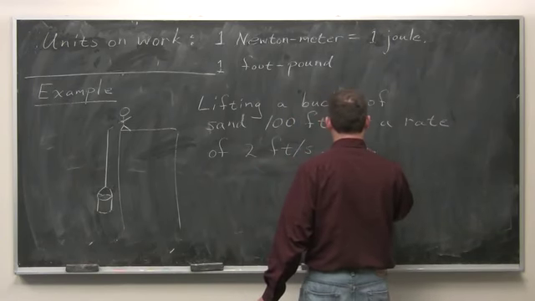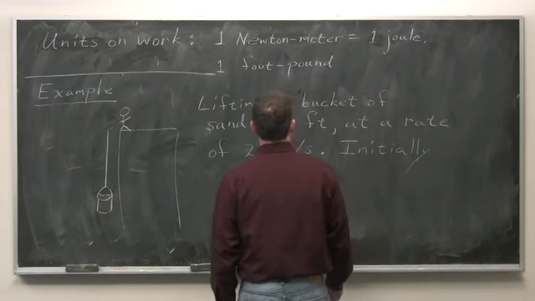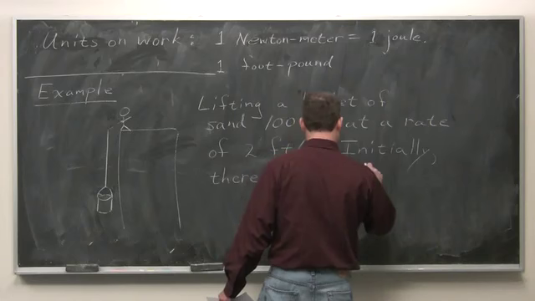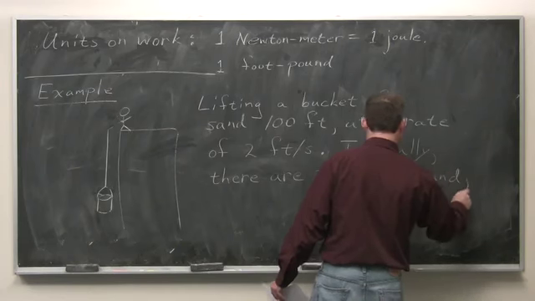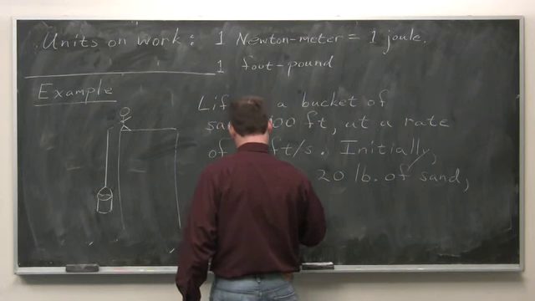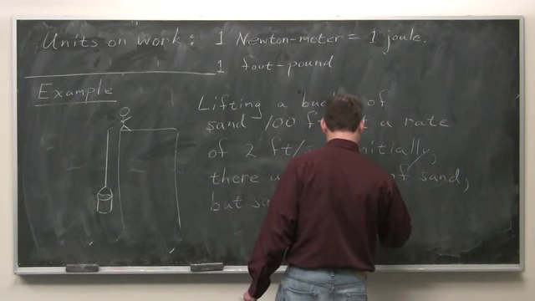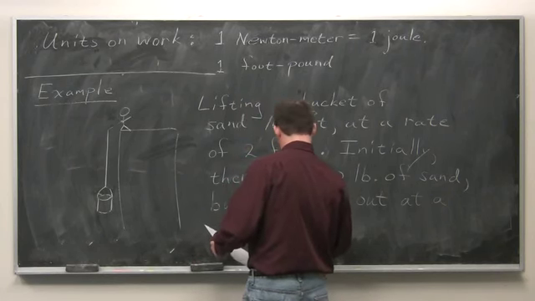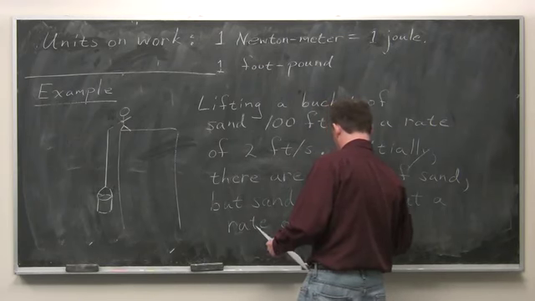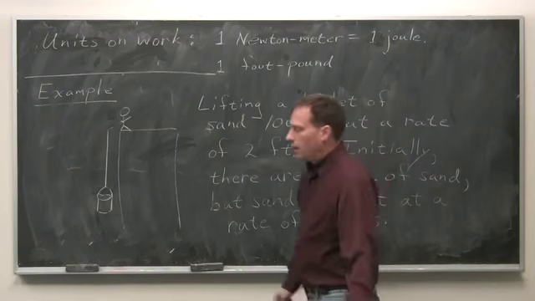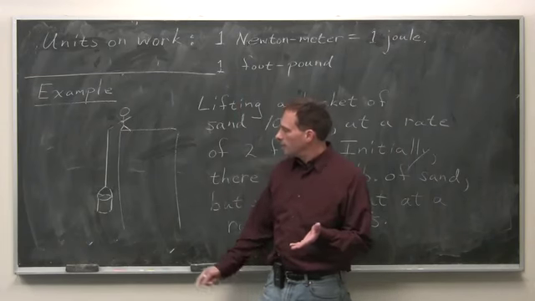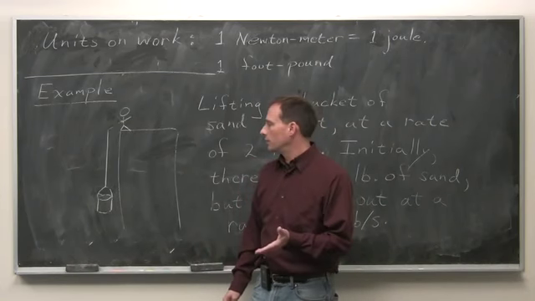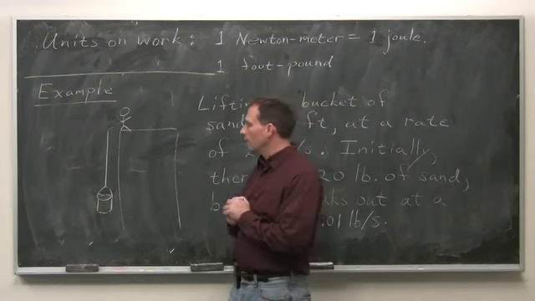We're initially lifting a bucket of sand at a rate of 2 feet per second. Initially, there are 20 pounds of sand, but sand leaks out at a rate of 1/100th of a pound per second. And we would like to find the total work done on the bucket of sand as we lift it up the 100 feet. Or you could say, how much energy does it take to lift this bucket of sand whose weight is changing as we're lifting it 100 feet?